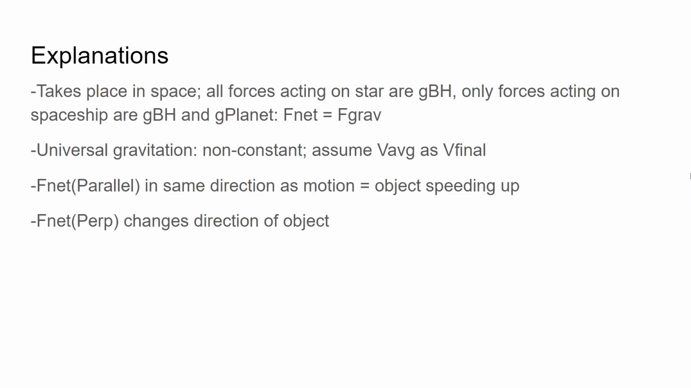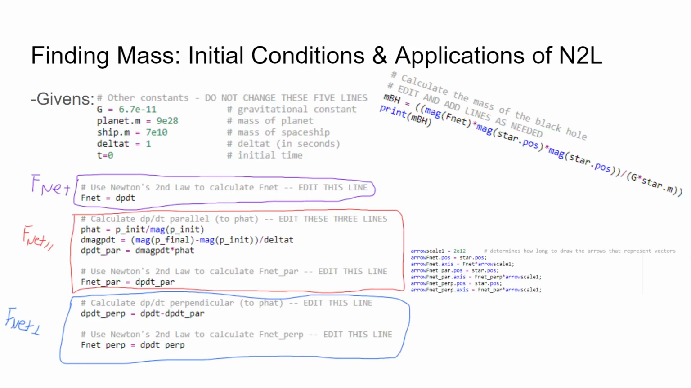So it takes place in space. All the forces acting on the star are the gravity of the black hole, and the only forces acting on the spaceship are the gravity of the black hole and planet. So net force is the force of gravity. Universal gravitation is non-constant in this case, so we assume average velocity as final velocity, and then we have the parallel and perpendicular components doing their parts. Perpendicular changes direction, parallel changes velocity.